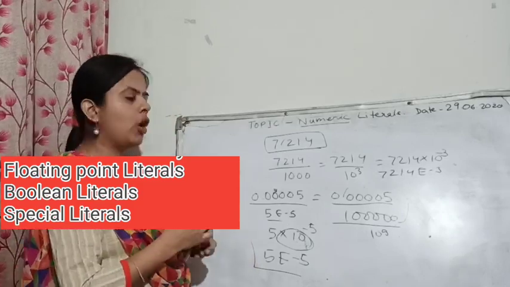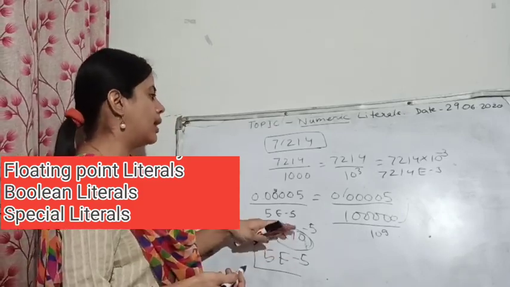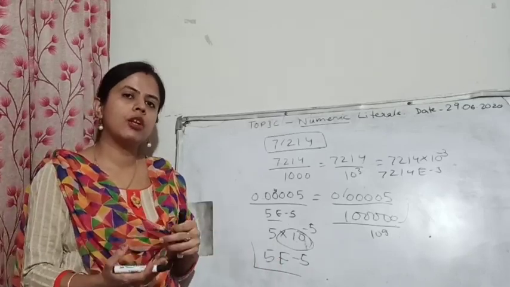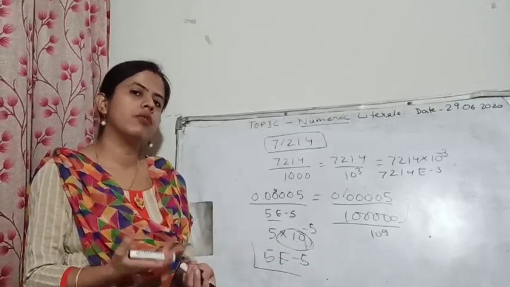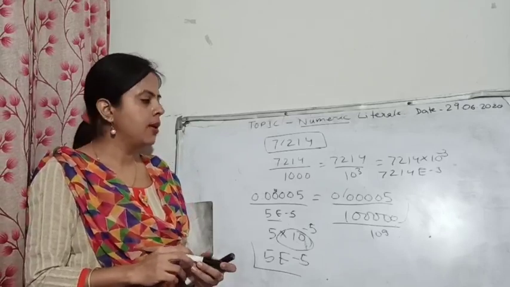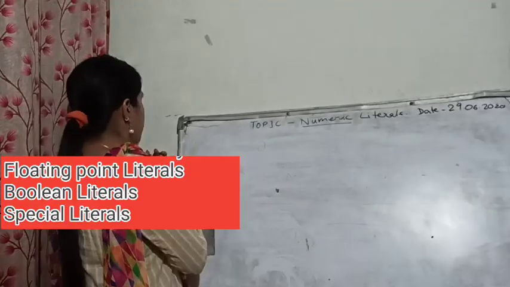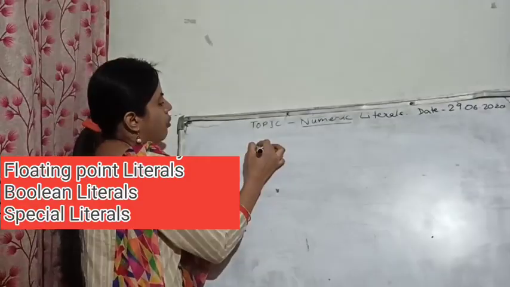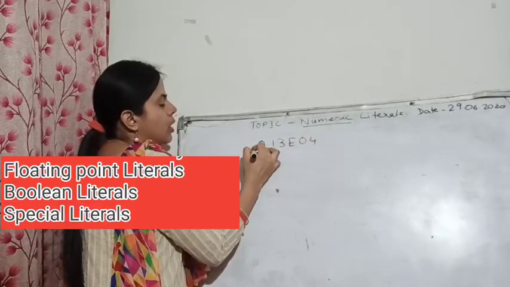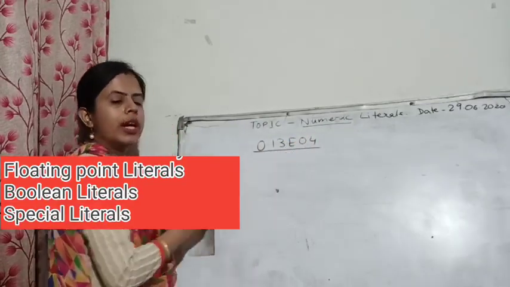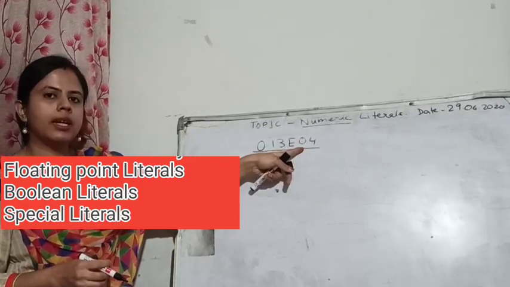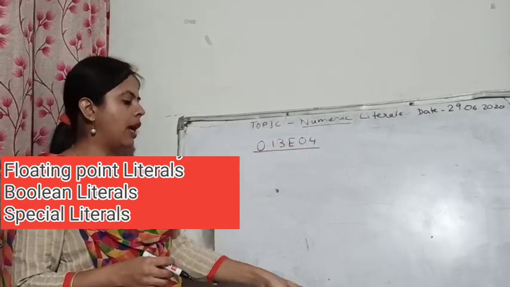So now let us do the opposite one. Suppose a particular number is given in exponent form, and you have to find out the integer value, the real constant value of it. Let us do that. There is a number already written in exponent form, 0.13e04. If it is written e04, it means it is positive. There is no minus sign here, so it is not a negative value.